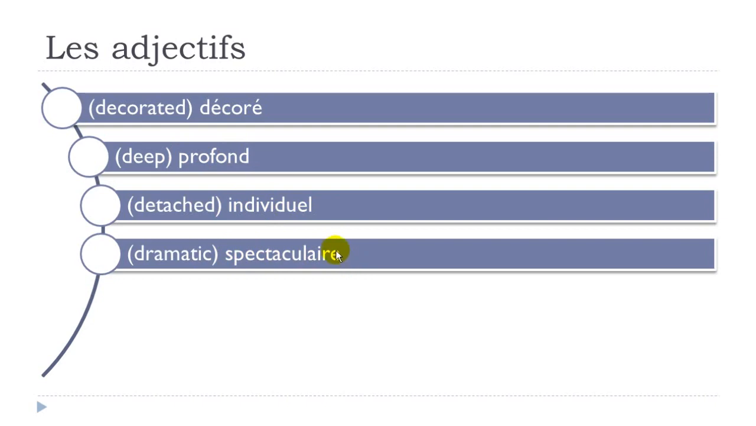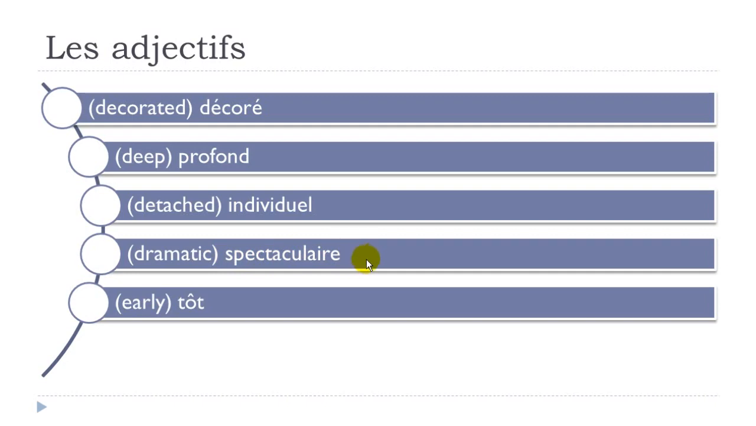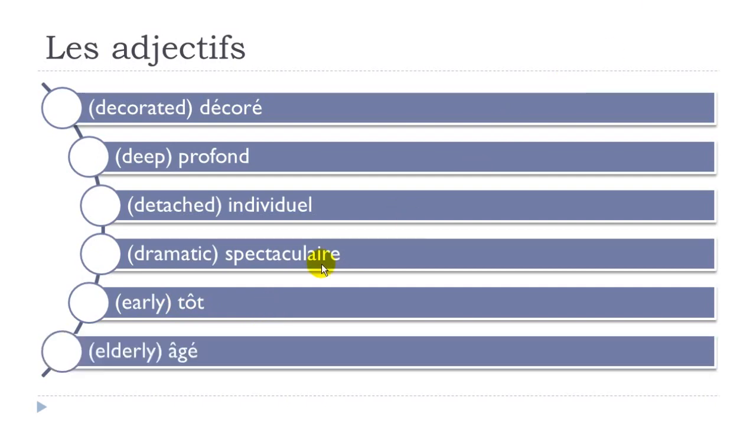Spectaculaire. Okay, so don't insist on the final E. So l'air spectaculaire. Tôt. Okay, final D not pronounced, and then this O accent circonflexe is a bit stronger than normally. So tôt, tôt, tôt. Âgé. Okay, E accent aigu here. Et âgé.